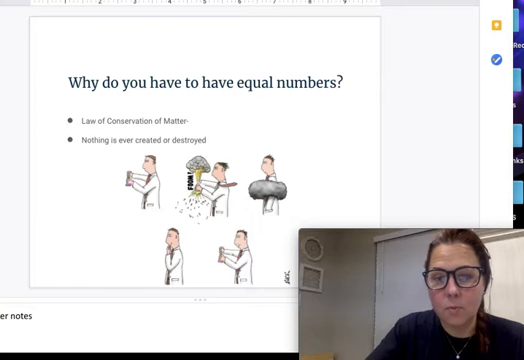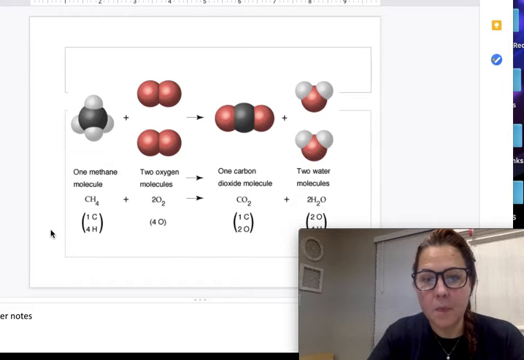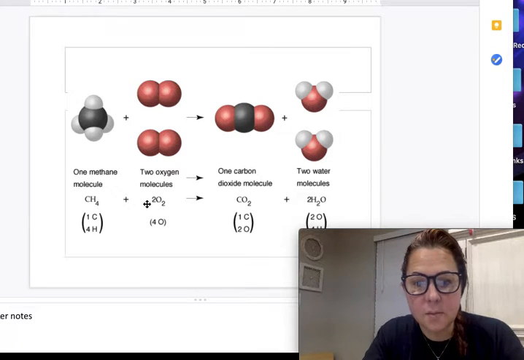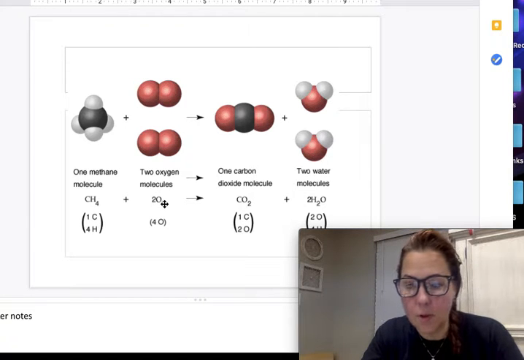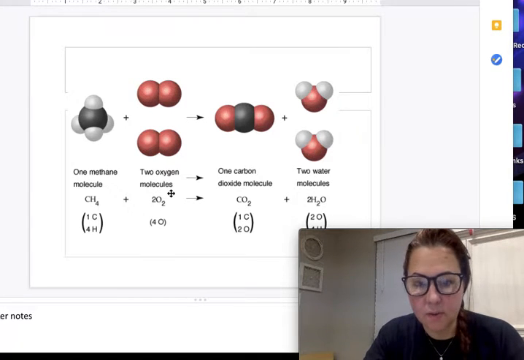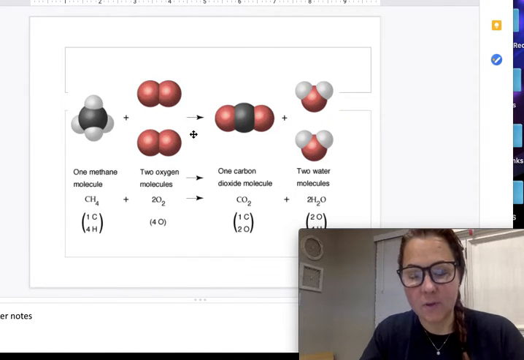So we're going to add what's called a coefficient to the front of an element. And with your coefficient, it's like this number 2 right here. It goes in front of the O2 molecule. Remember, oxygen is diatomic, so it's found when it's all by itself as O2. It needed 2 of those oxygen molecules to balance everything out.